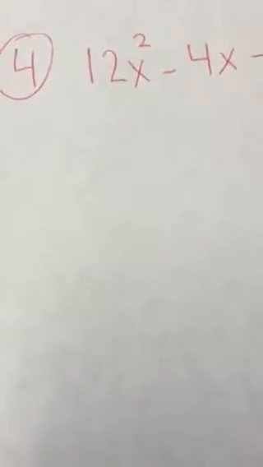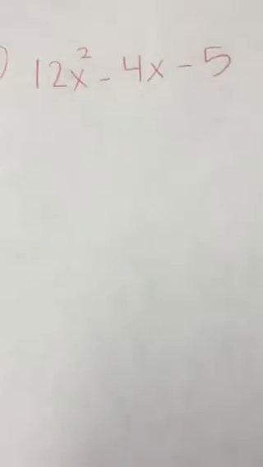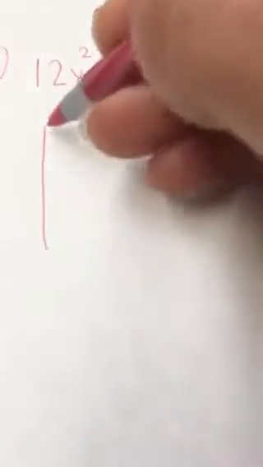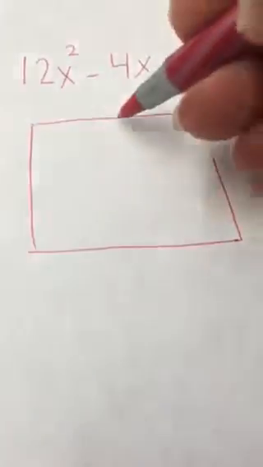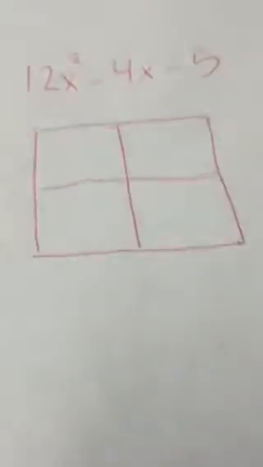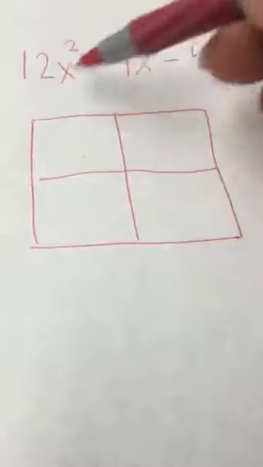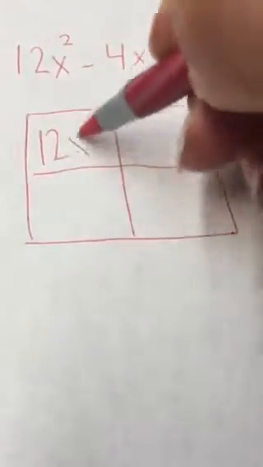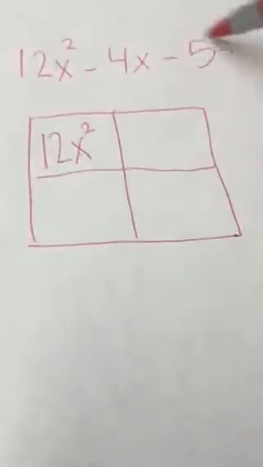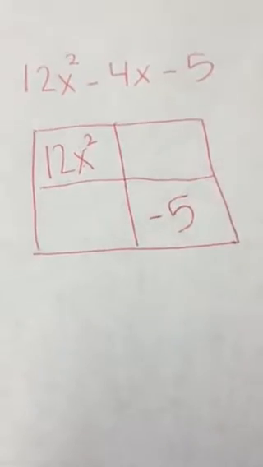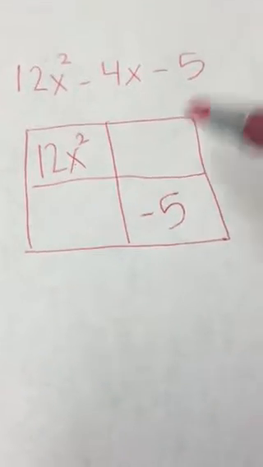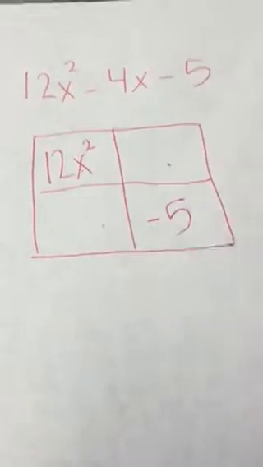But I'm going to go ahead and do number 4 from your book, which is 12x squared minus 4x minus 5. If we're using the box method, we're obviously going to draw a box, a 2 by 2 box. In fact, this first number comes from this first coefficient, so 12x squared. The last number is -5, so it goes in the last spot of our box. Then these two are going to have to do a little more work and figure out.